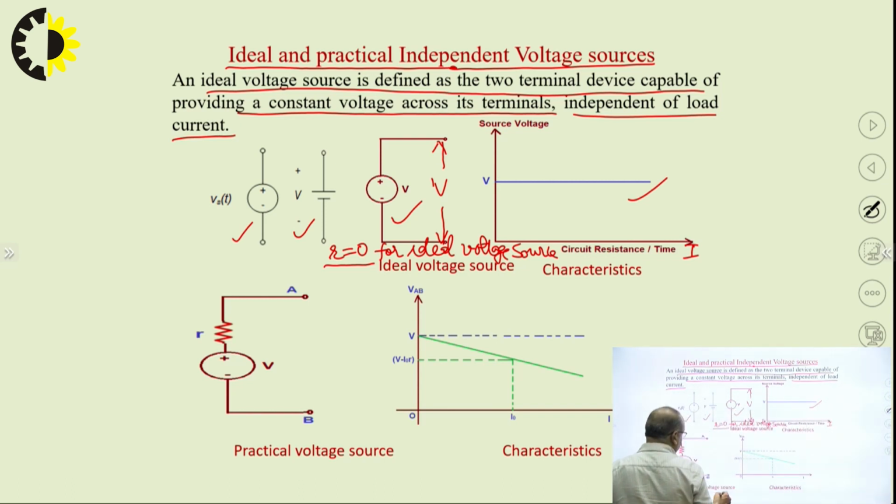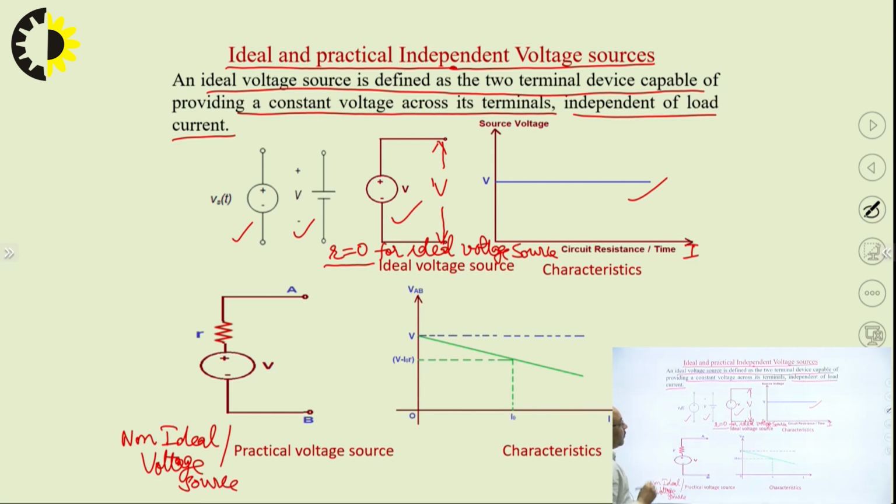On the other hand, we have a second subcategory of voltage source, that is the practical voltage source or non-ideal voltage source. So, if we see the difference between the two, that means the ideal voltage source and the practical voltage source, what is the difference? That we can see from the diagram.